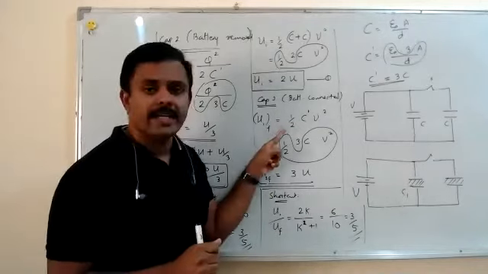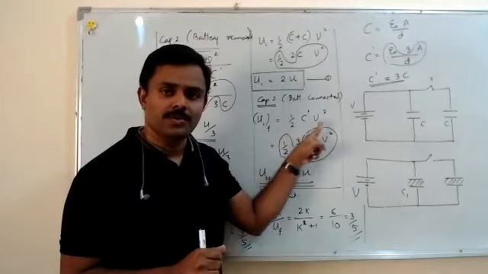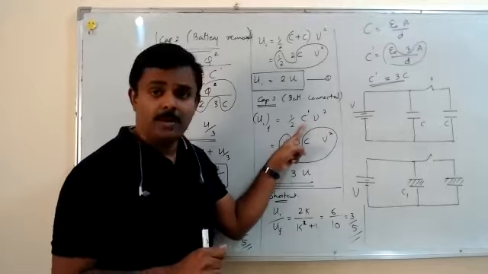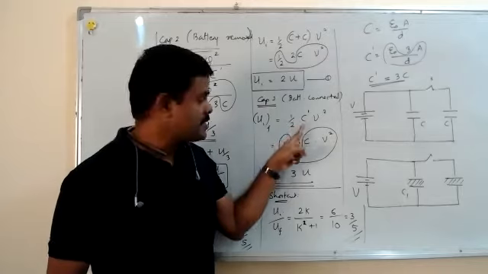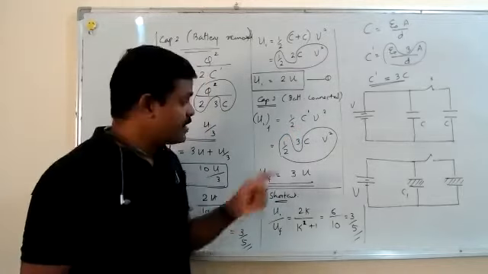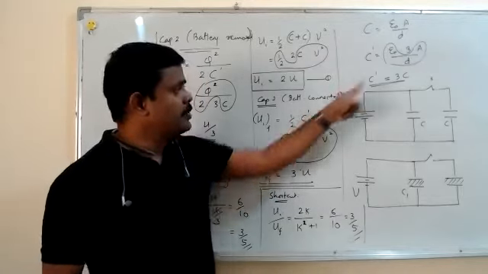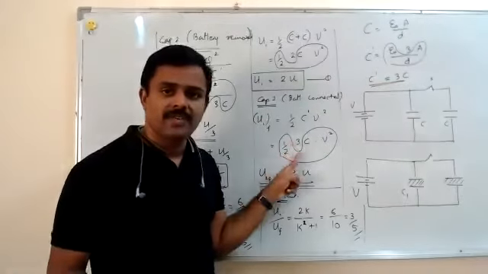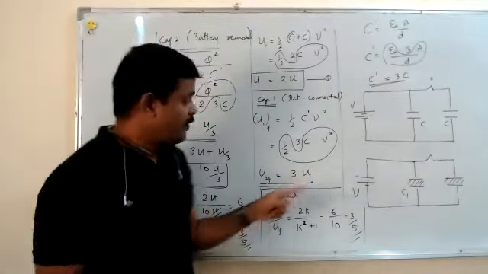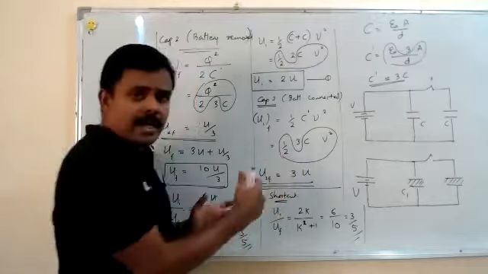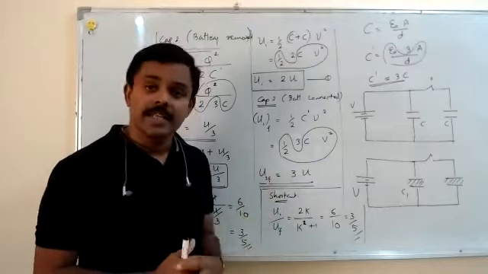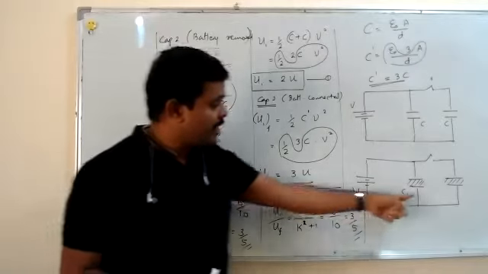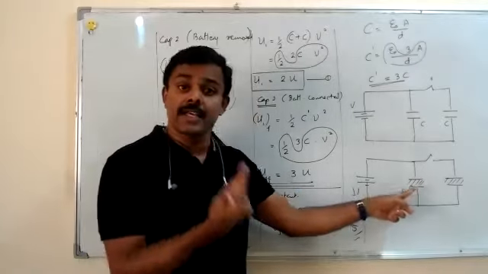All right. So I can write half into C into V square. But the new C is what? C dash. So I should be writing half C dash V square. What is my new C dash? That is 3C, so half into 3C into V square. If I club these terms together, half CV square will be called U. That makes it 3 times U. So I got the energy of the capacitor in the second case.